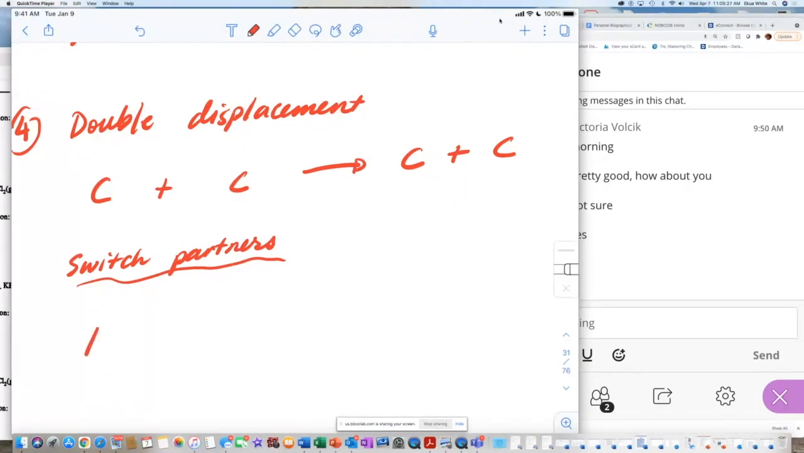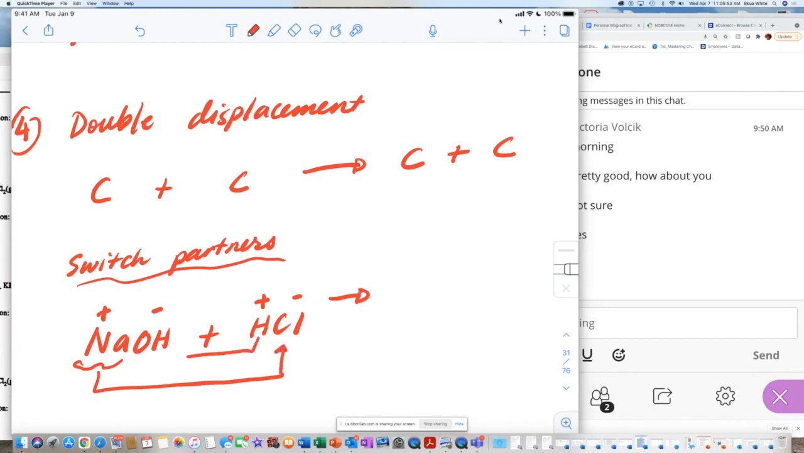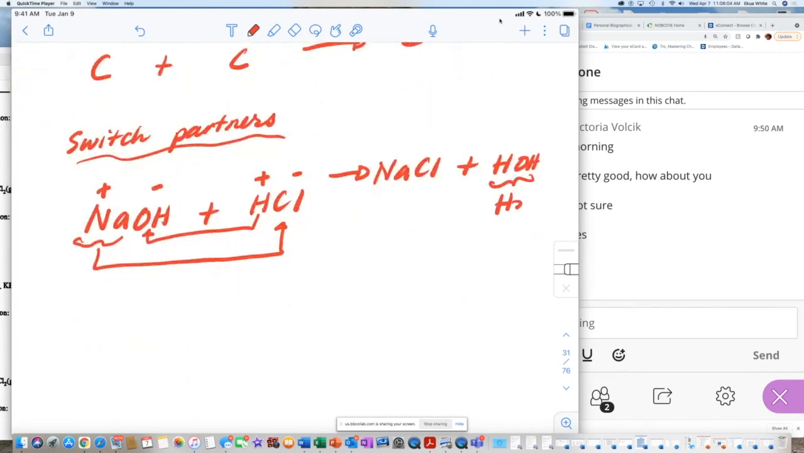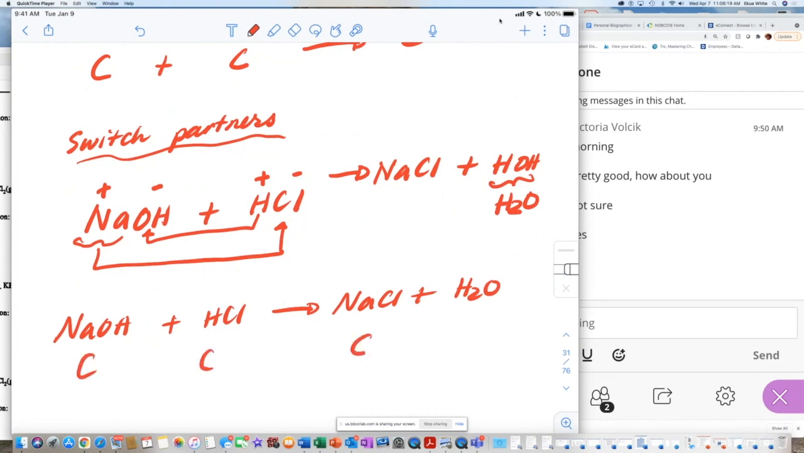Okay. Let me give an example of this. Compound, sodium hydroxide. Another compound, HCl. I know these are compounds because there are many different elements. Let's see how they switch partners. Sodium is positive, the hydroxide is negative, hydrogen is positive, chlorine is negative. Sodium goes off with chlorine, and then hydrogen goes off with OH. So HOH essentially is H2O. So this is sodium hydroxide plus hydrogen chloride, or hydrochloric acid, to give sodium chloride plus water. Compound, compound, compound, compound.